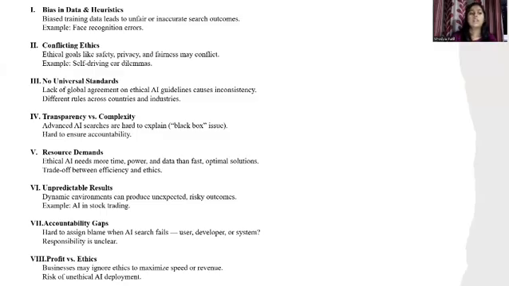So seventh one, accountability gaps. How to assign blame when AI search fails? User, developer, or system responsibility is unclear. And eighth one is profit versus ethics. Businesses may ignore ethics to maximize speed or revenue. Risk of unethical AI deployment.